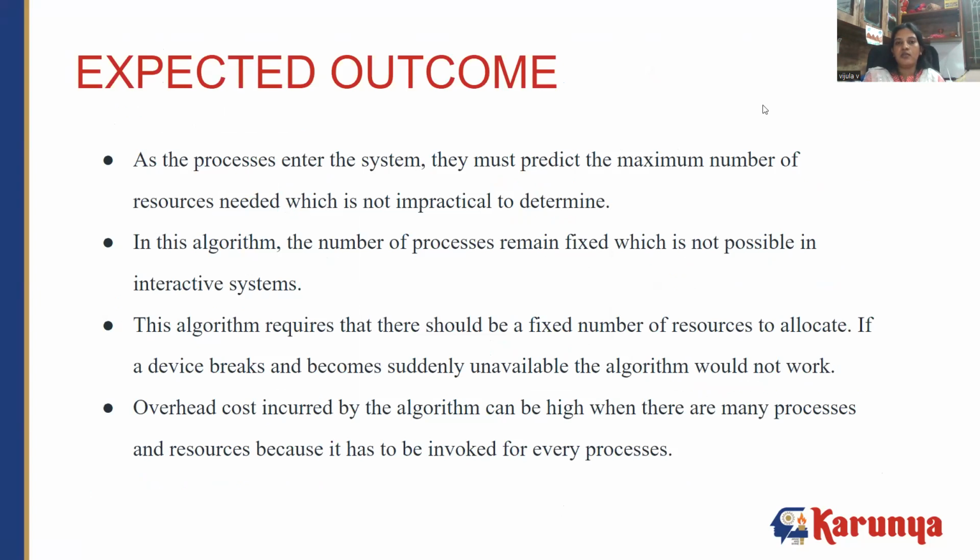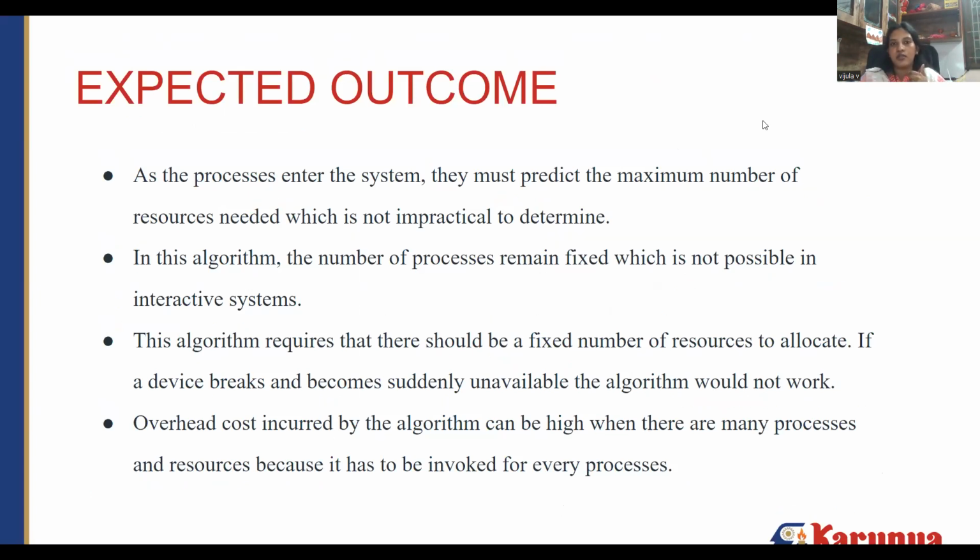So your expected outcome out of all this: you've got your sequence, and you know that your system is safe. What are the limitations of it? As the processes enter the system, they must predict the maximum number of resources needed, which is impractical to determine. In this algorithm, the number of processes remains fixed, which is not possible in interactive systems. Also this algorithm requires that there should be a fixed number of resources to allocate. If a device breaks and becomes suddenly unavailable, the algorithm would not work.